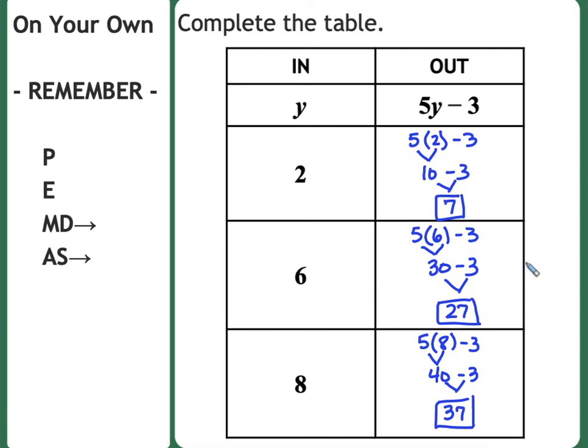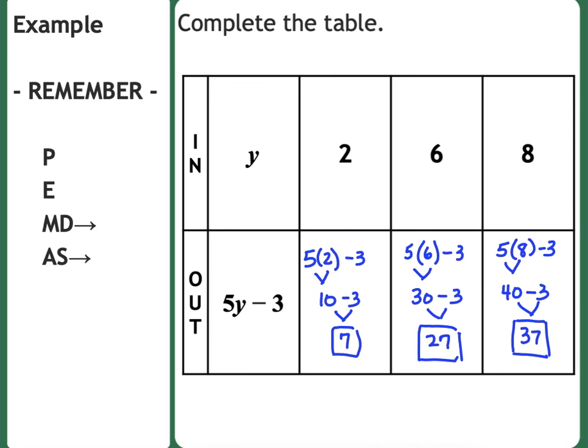Now just a heads up, in Big Ideas, they do like to write their tables horizontally. So you may see the in-out table like this, where the in is the first row and the out is the second row. So just a quick heads up on that. Alright, that'll do it for today's lesson.